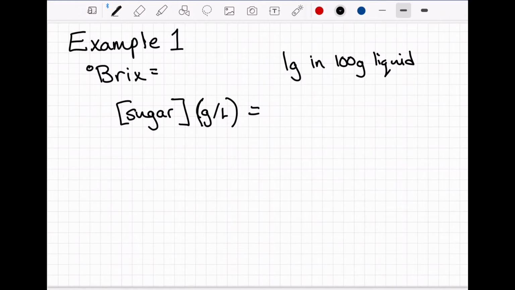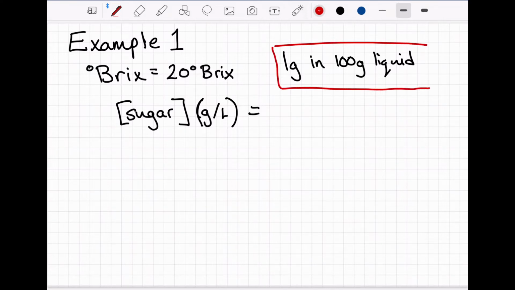So we're going to jump right in here, and we're going to assign a degrees Brix that would be typical for grapes at the end of the growing season, and that would be, let's say, 20 degrees Brix. A little on the low side, but in cooler regions, this is very possible. So I want to remind you what degrees Brix is again. It's 1 gram in 100 grams of liquid.